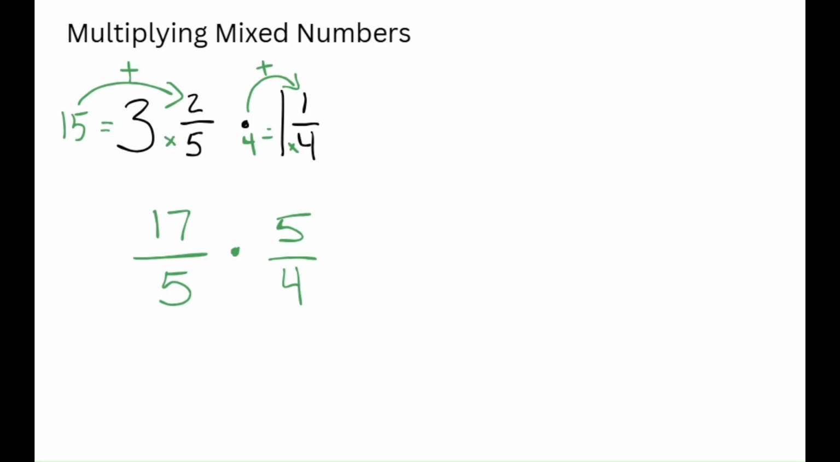Now, from here, you really have two options you can go. You can just multiply straight across and solve it. I'll show that option first. So we're going to do 17 times 5. And then we're going to do 5 times 4. Now, what I always tell my students is if you can't do it in your head, you better write it out. 5 times 4, you should be able to do in your head. That's 20. But 17 times 5, I'm going to take a second to scratch that out underneath here.